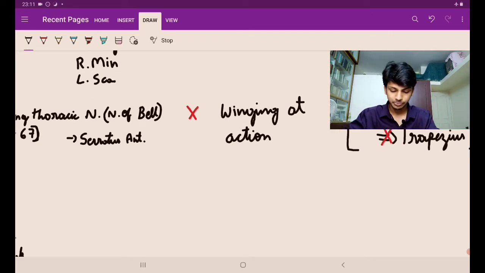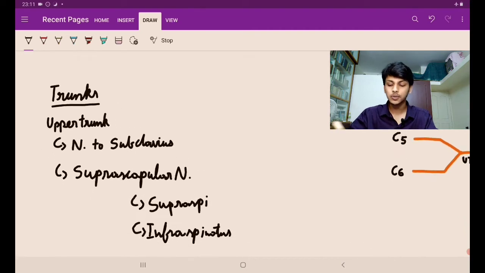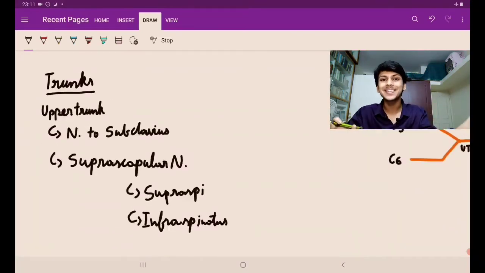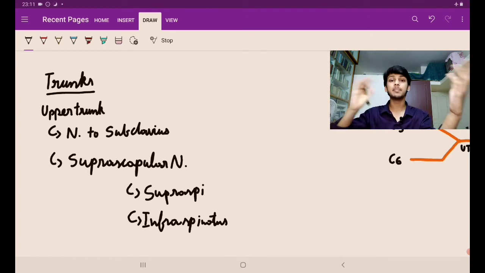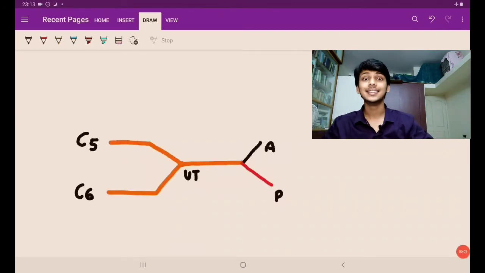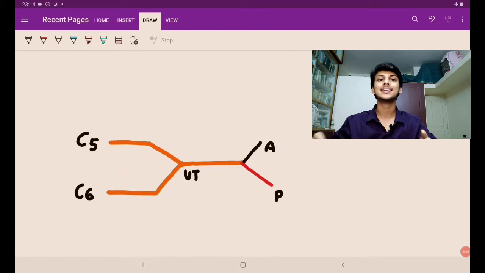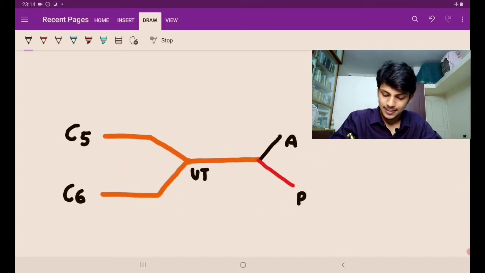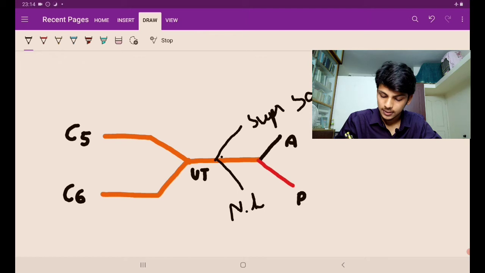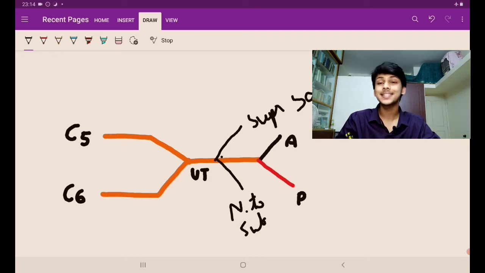Okay. Then branches from the trunks of brachial plexus. Guys, this is a very easy concept because among the trunks of the brachial plexus, only the upper trunk gives the branches. The upper trunk of brachial plexus gives two branches, that is the suprascapular nerve and the nerve to subclavius. We studied that now.